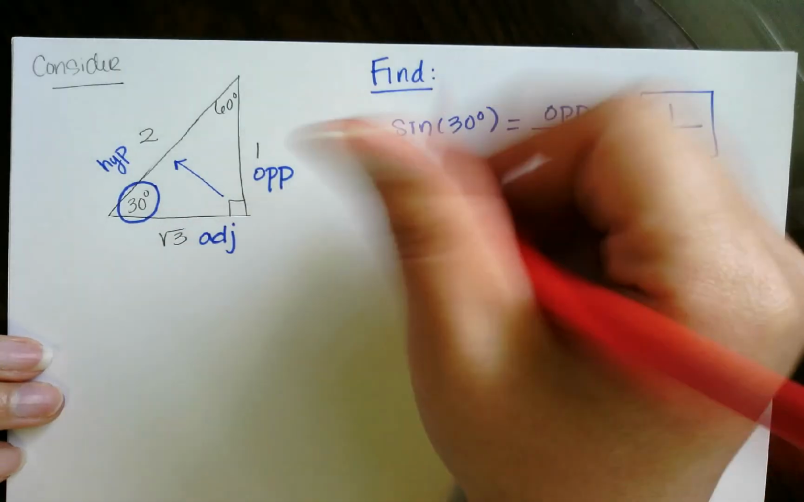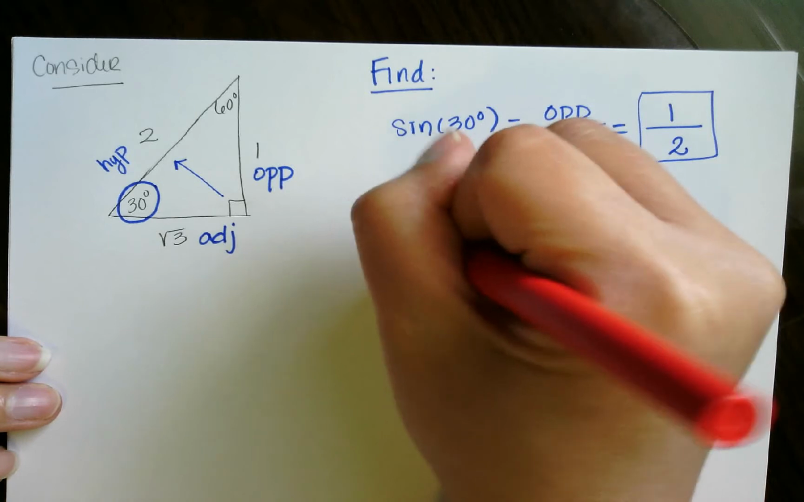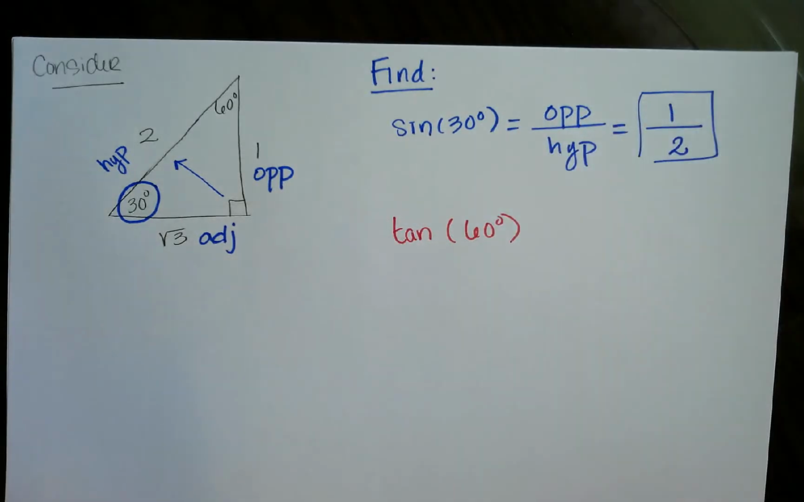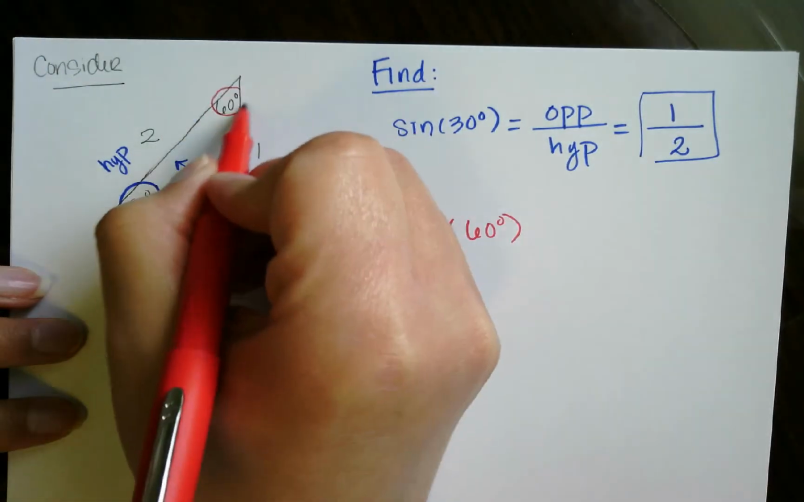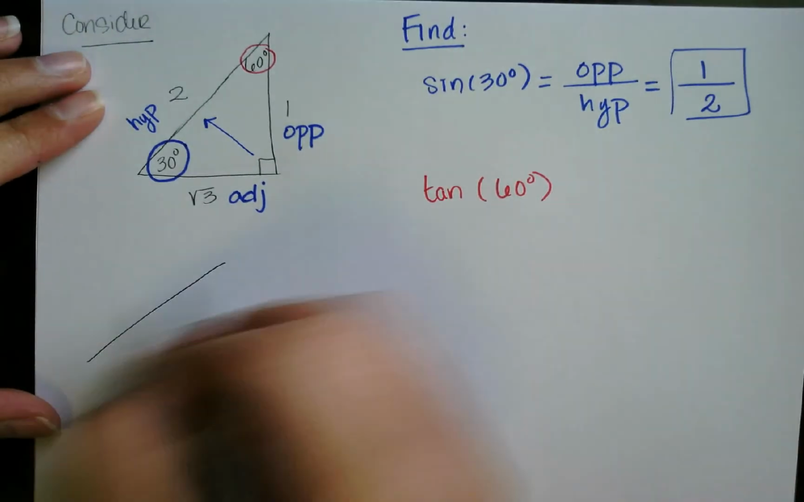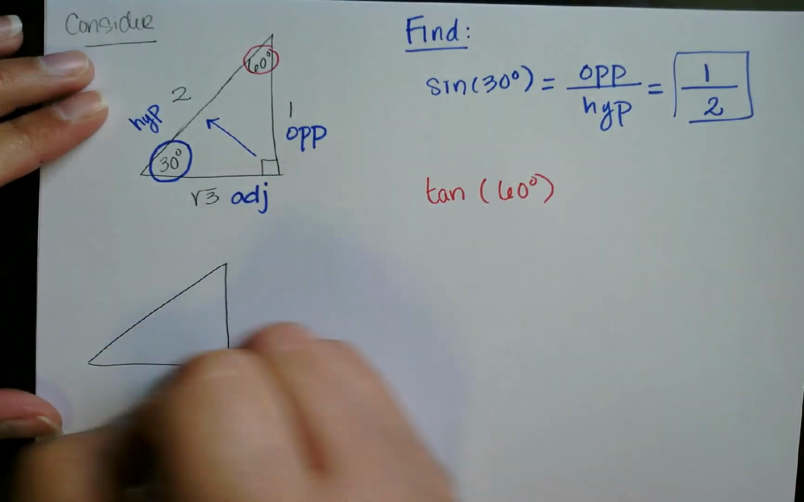Alright, what if I asked for tangent of 60 degrees? Now we're working with a different angle. Now we're working with this guy. So what I'm going to do is I'm going to redraw that triangle so I don't have so much confusing stuff.